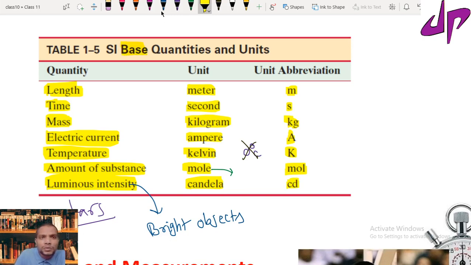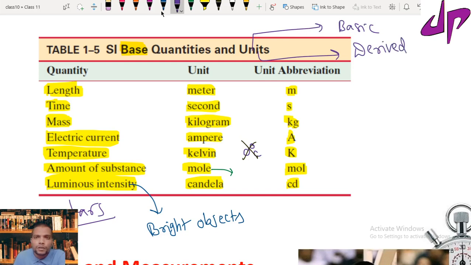Why is it called basic units? Here I can say units are classified into 2 categories. One is the basic, second one is derived. So the 7 basic units, my dear students, please try to remember all these. It's not a big deal to remember: length, mass, time, electric current, temperature, amount of substance, and luminous intensity. It's very easy. And the corresponding units.